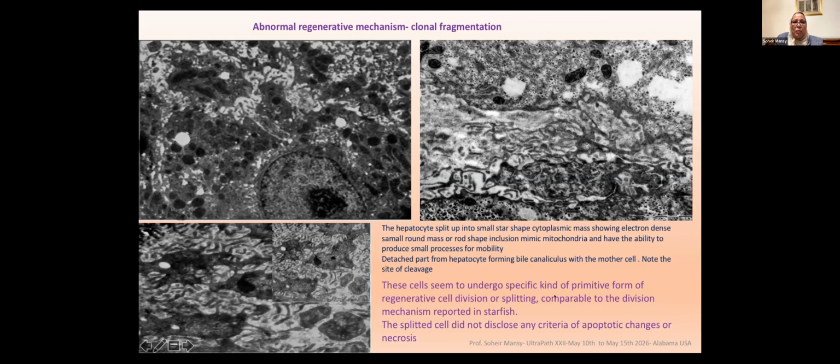These cells seem to undergo a specific kind of primitive form of regenerative cell division or splitting, comparable to the division mechanism reported in starfish. The split cell did not disclose any criteria of apoptosis or necrosis, as I told you. This is a picture of this star-shaped mobile separated part of the mother cell.